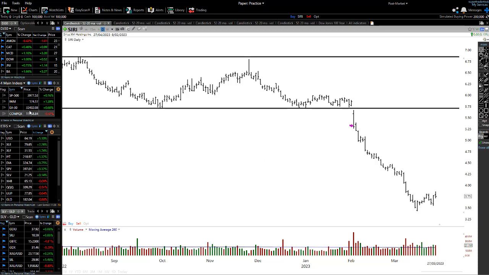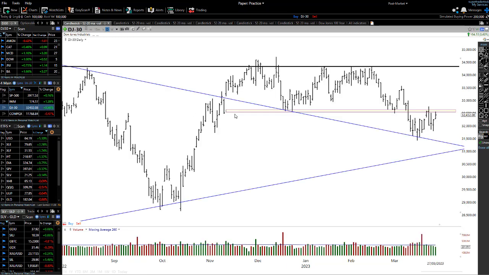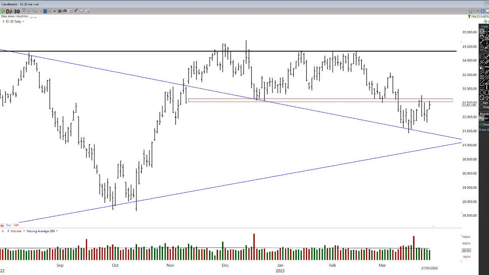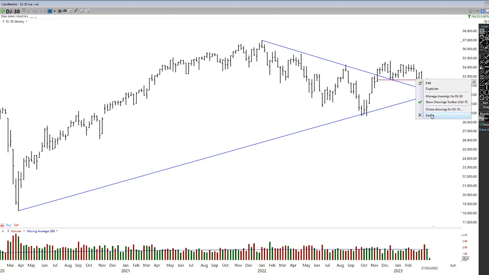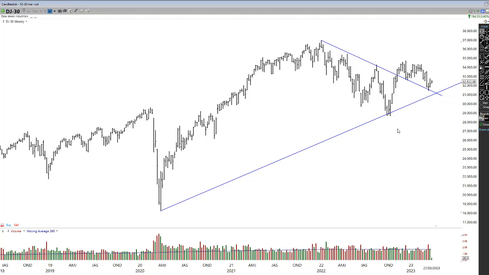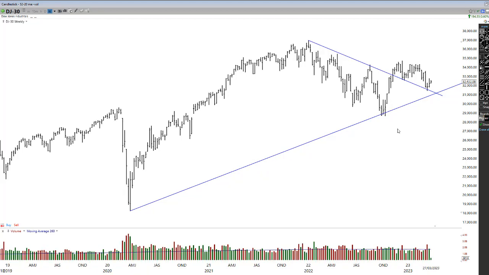So let's go have a look at this here. I've been doing some big picture analysis on the Dow Jones and the S&P 500. And look at what I've actually noticed. If I go to my weekly chart and squeeze this up a little bit more, look what we actually identified here.